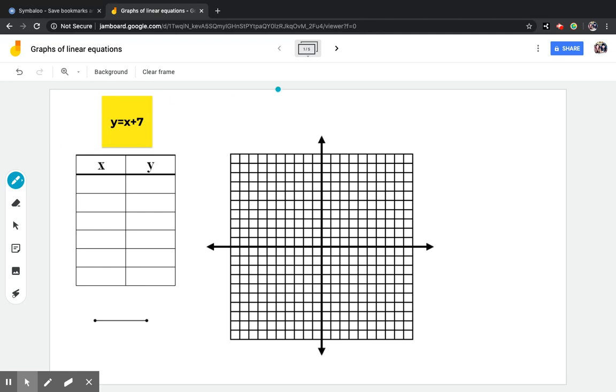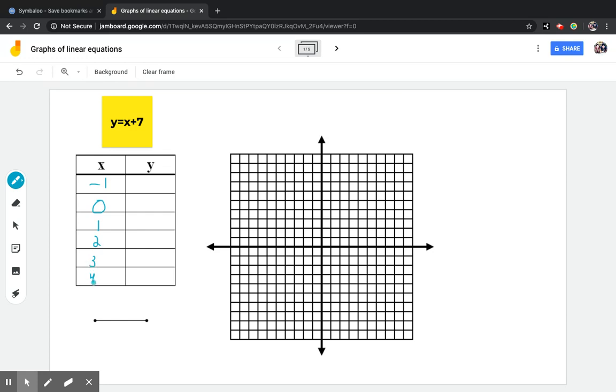Now, I have all of these variables ready for you, all the equations are ready. Now we just have to match the tables and match the graphs. You guys don't have to worry about writing the tables, but we're going to practice it anyway. So if I have the equation y equals x plus 7, I can make my x anything that I want. So I'm going to start with negative 1, 0, 1, 2, 3, and 4.